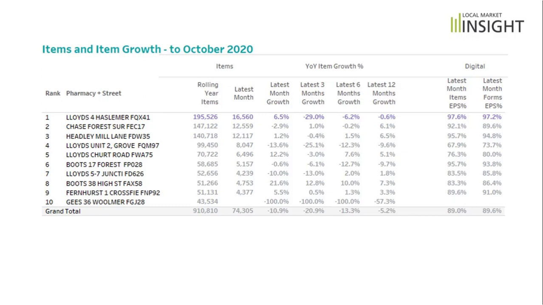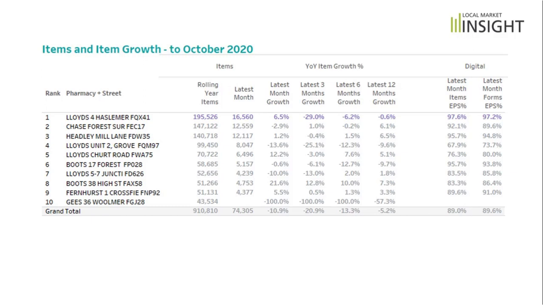The next view indicates the growth in all the pharmacies for the latest month, the latest 3 months, the latest 6 months and the rolling 12 months. Each of these timeframes is compared to the same time periods last year. The purple again reflects my pharmacy.